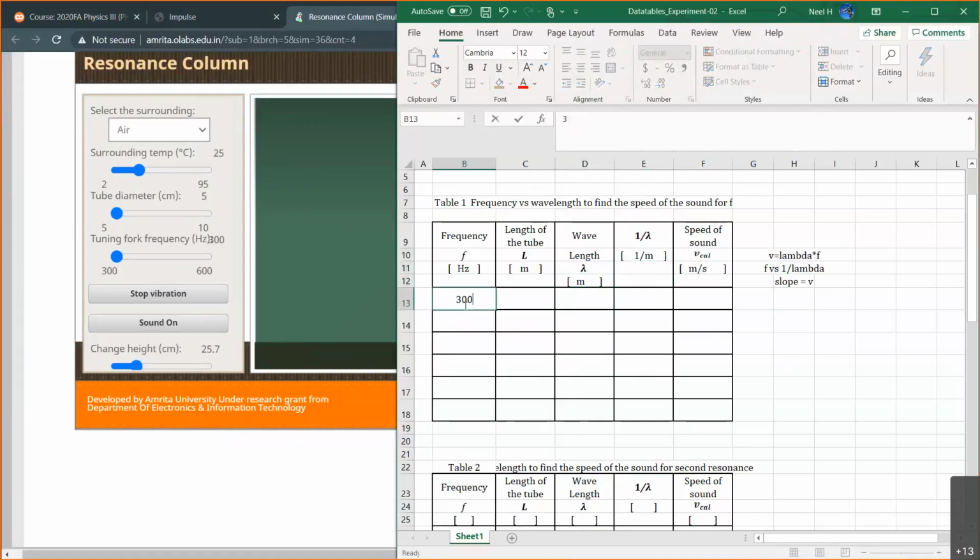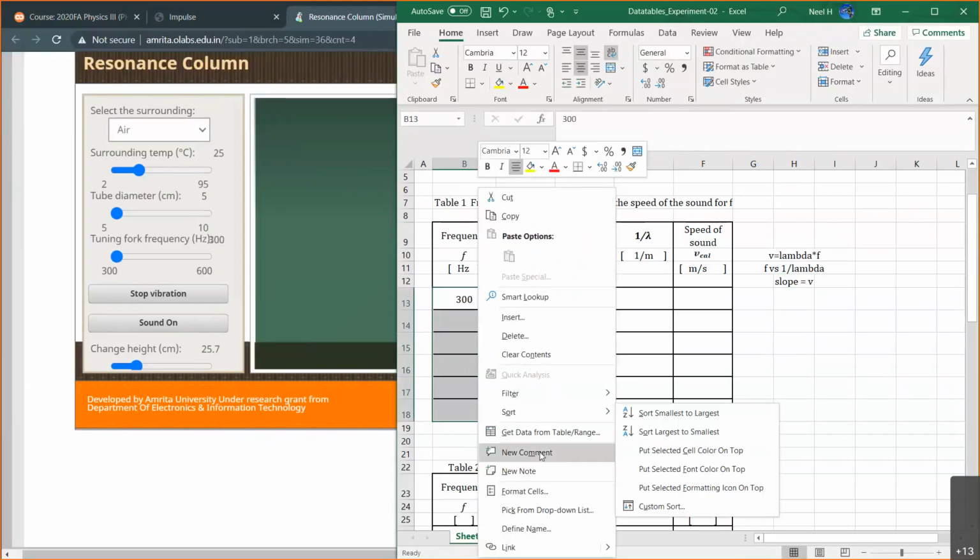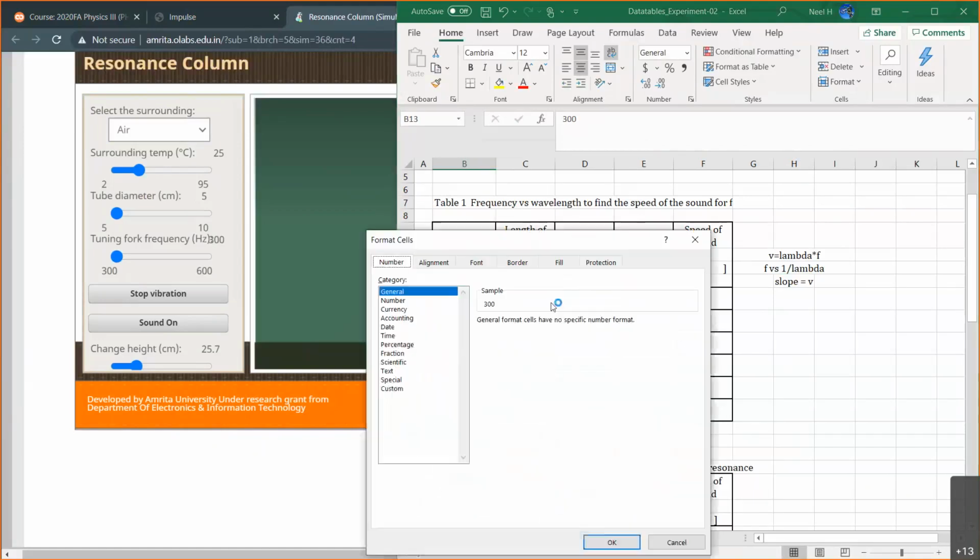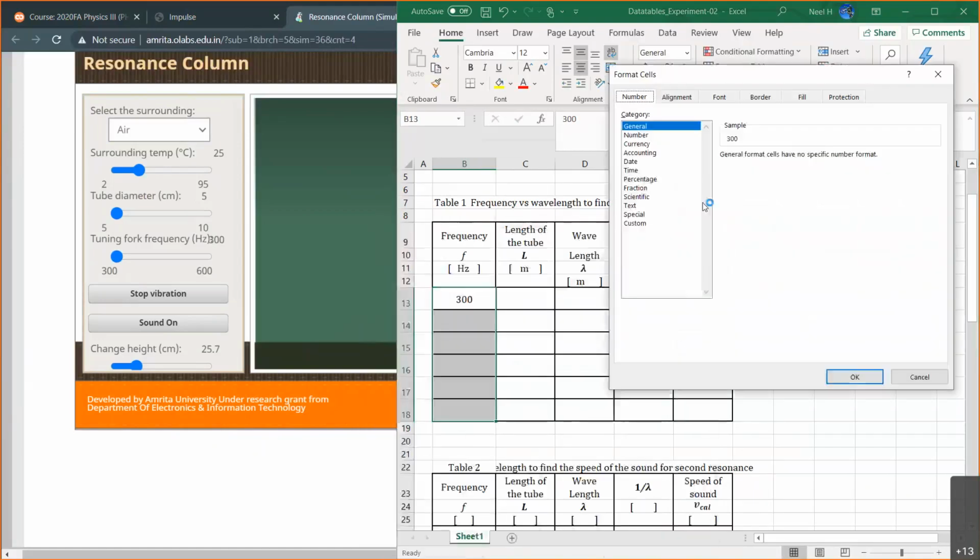First, frequency 300. Technically, I can't read anything more than 300. There's no decimal place or anything. But for the accuracy of our calculation, let's write down this number this way, okay? Otherwise, it's going to be only one decimal place, only one significant figure. Our calculated value may not really show some accuracy, okay?